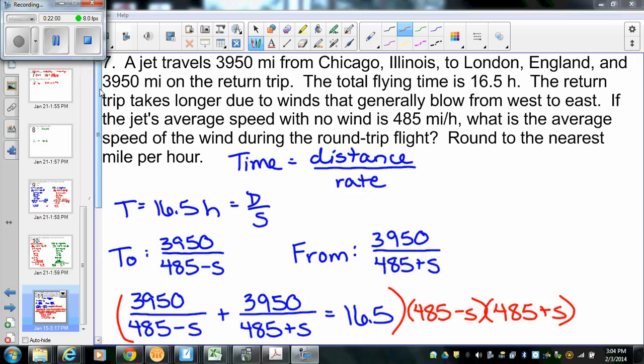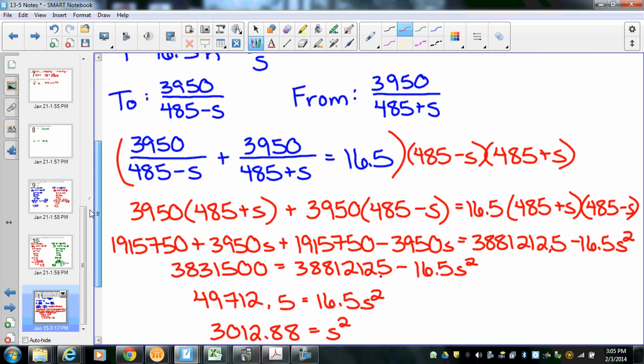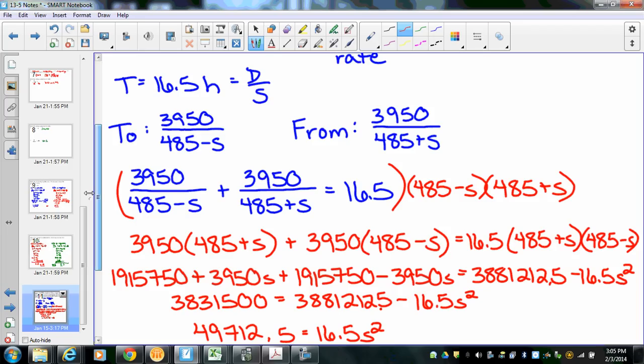All right, so the one thing you need to understand is that time is equal to the distance you travel divided by the rate that you travel at. So our total time was 16.5 hours, which was equal to our distance traveled divided by our rate. But our distance is split up into two segments. The distance that we travel to and the rate that we're traveling at, and the distance we travel from and the rate that we're traveling at. So my total time was my first leg traveling to London, which was 3,950 miles, divided by my speed.